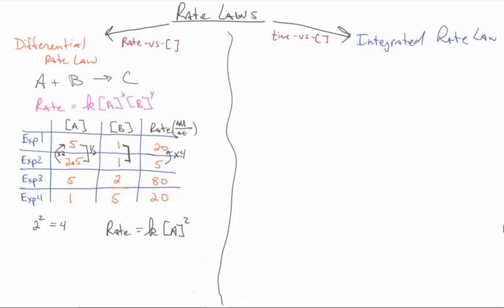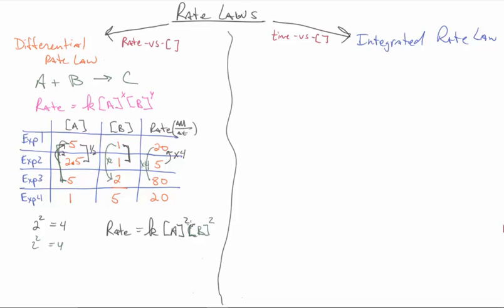Now for the next one, again I'm going to find where A is constant, and then figure out exactly what happens with B. Looking here, that's times 2. Over here, that's times 4. So again, I've got 2 equals 4, so 2 squared is equal to 4. That means B is also second order. Now, for overall order, it's just 2 plus 2, and that gives me 4. So my overall order for this reaction would be 4.